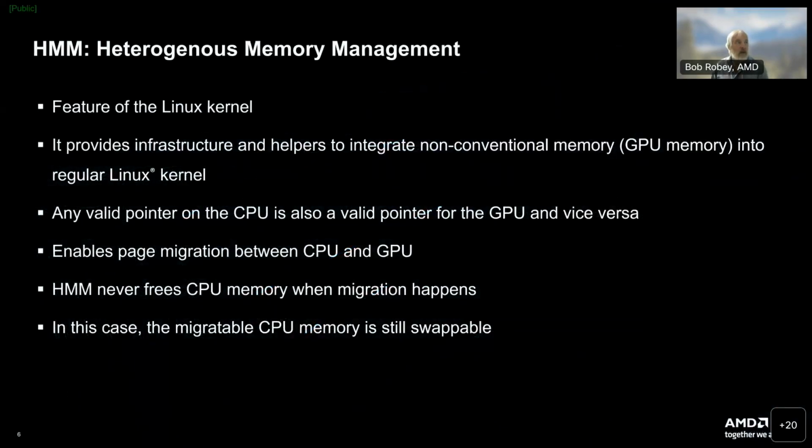Heterogeneous memory management is a feature of the Linux kernel. Basically, a pointer on the CPU is also a valid pointer for the GPU. And then you can migrate pages between the CPU and the GPU. This makes it more convenient to do some programming on the GPUs.